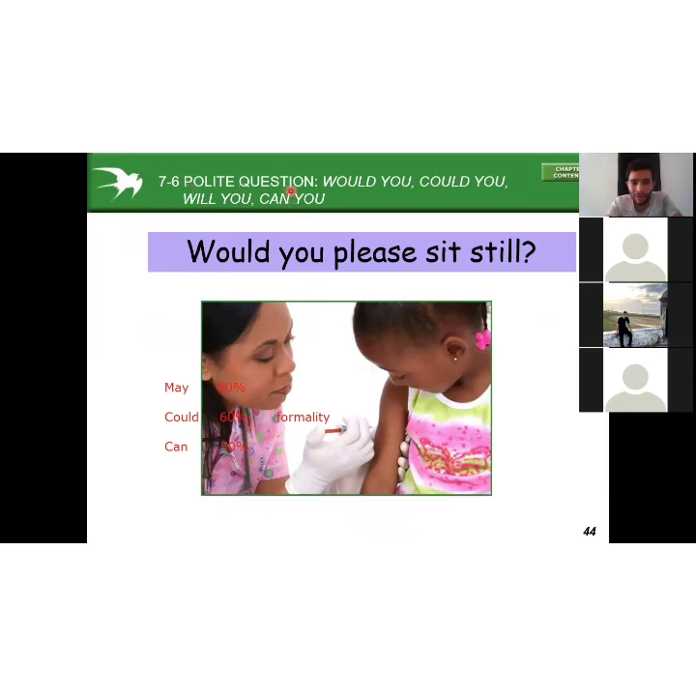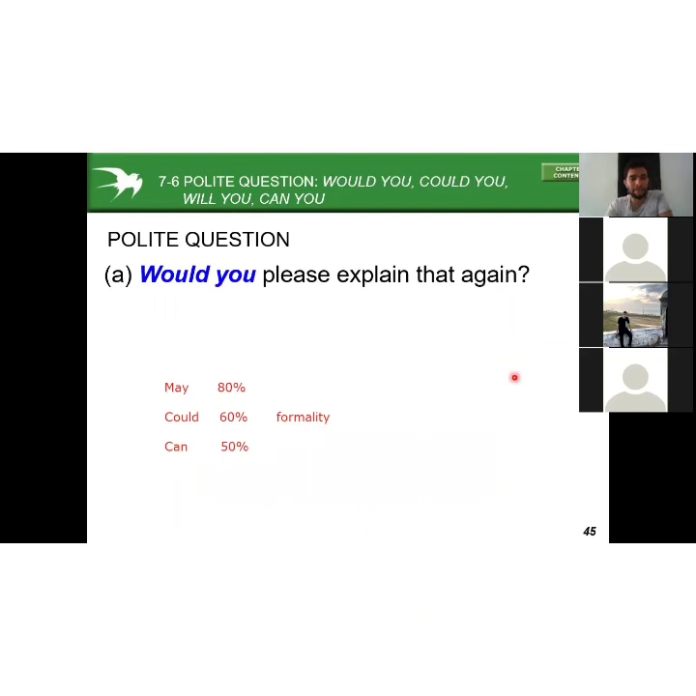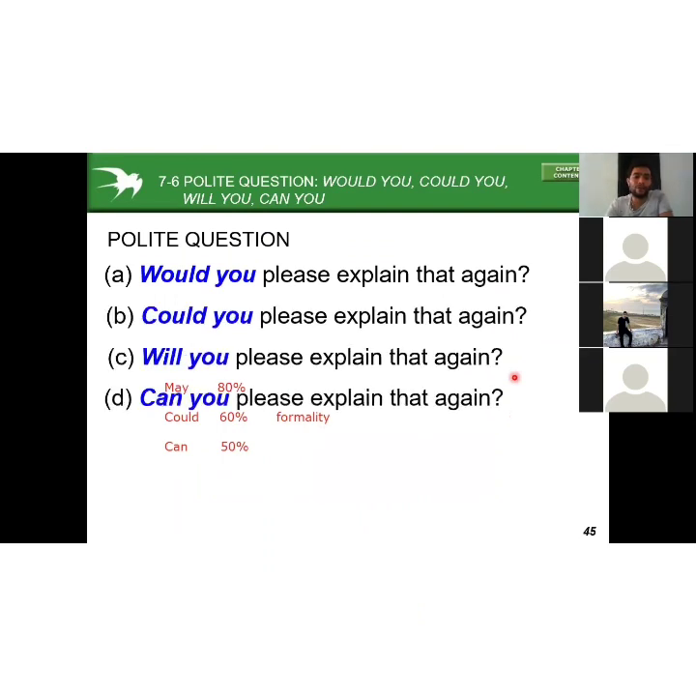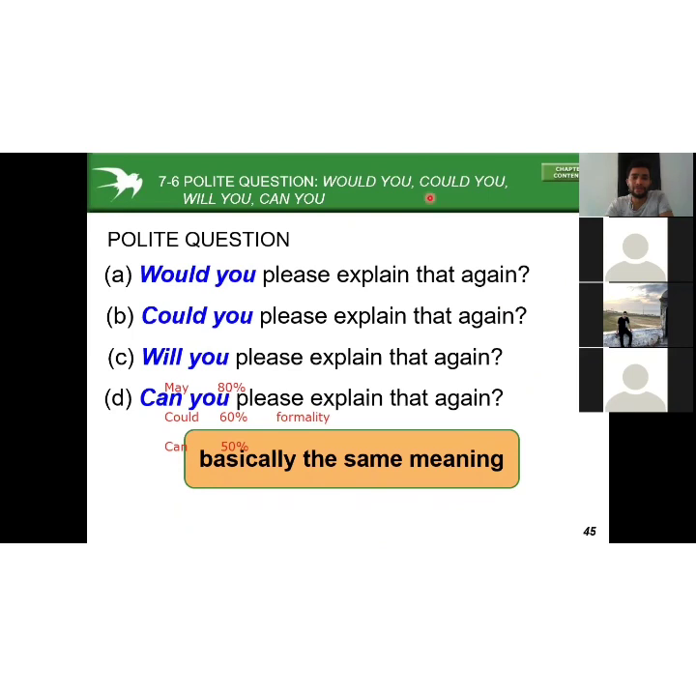We continue with polite questions, but this time with would you, could you, will you, and can you. Also polite questions. Take a look at the nurse right here, and we have a little girl. Anyways, would you please sit still? Would you please sit still? Well, let's see what it means. Here we have another group. Let me eliminate what I have done here.